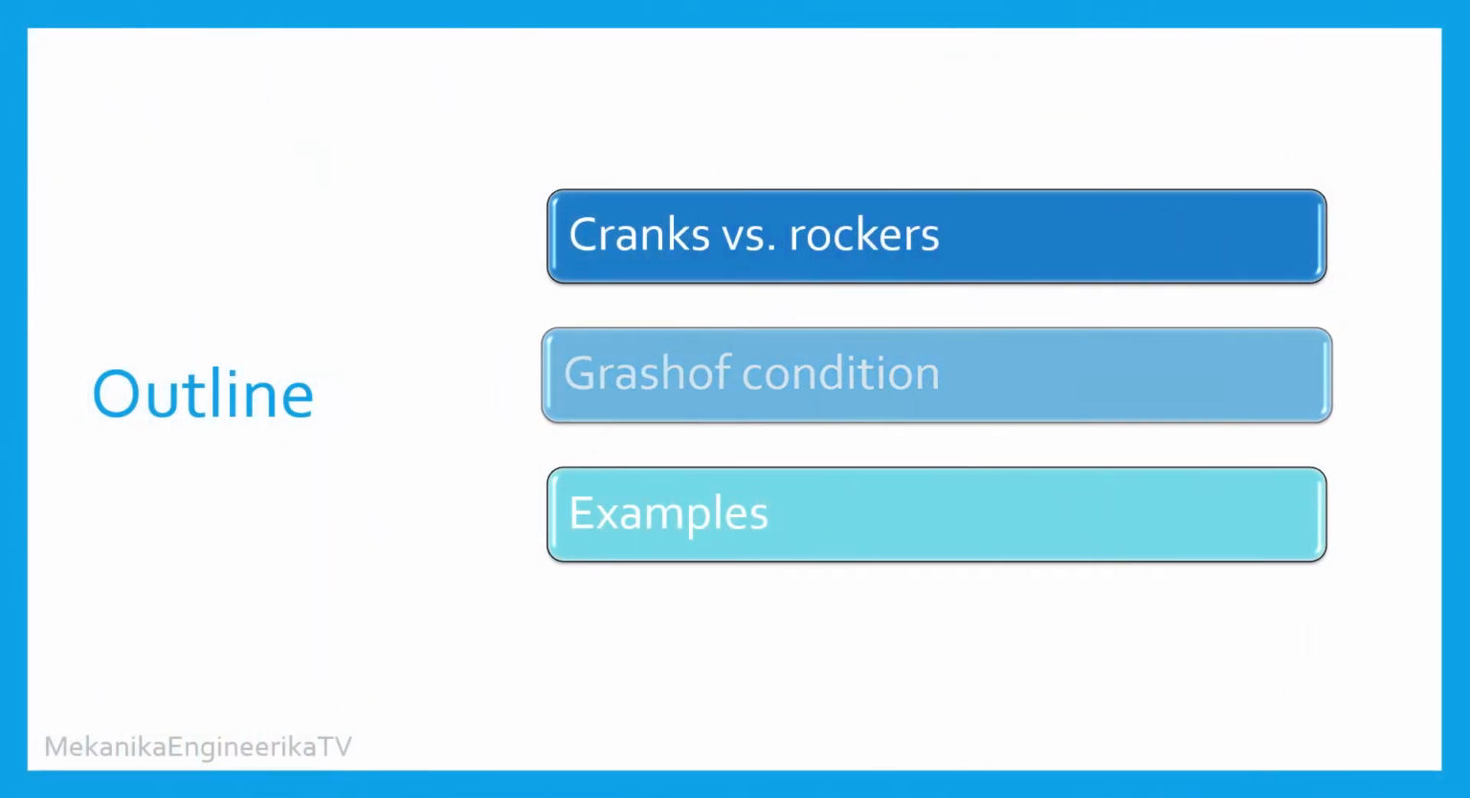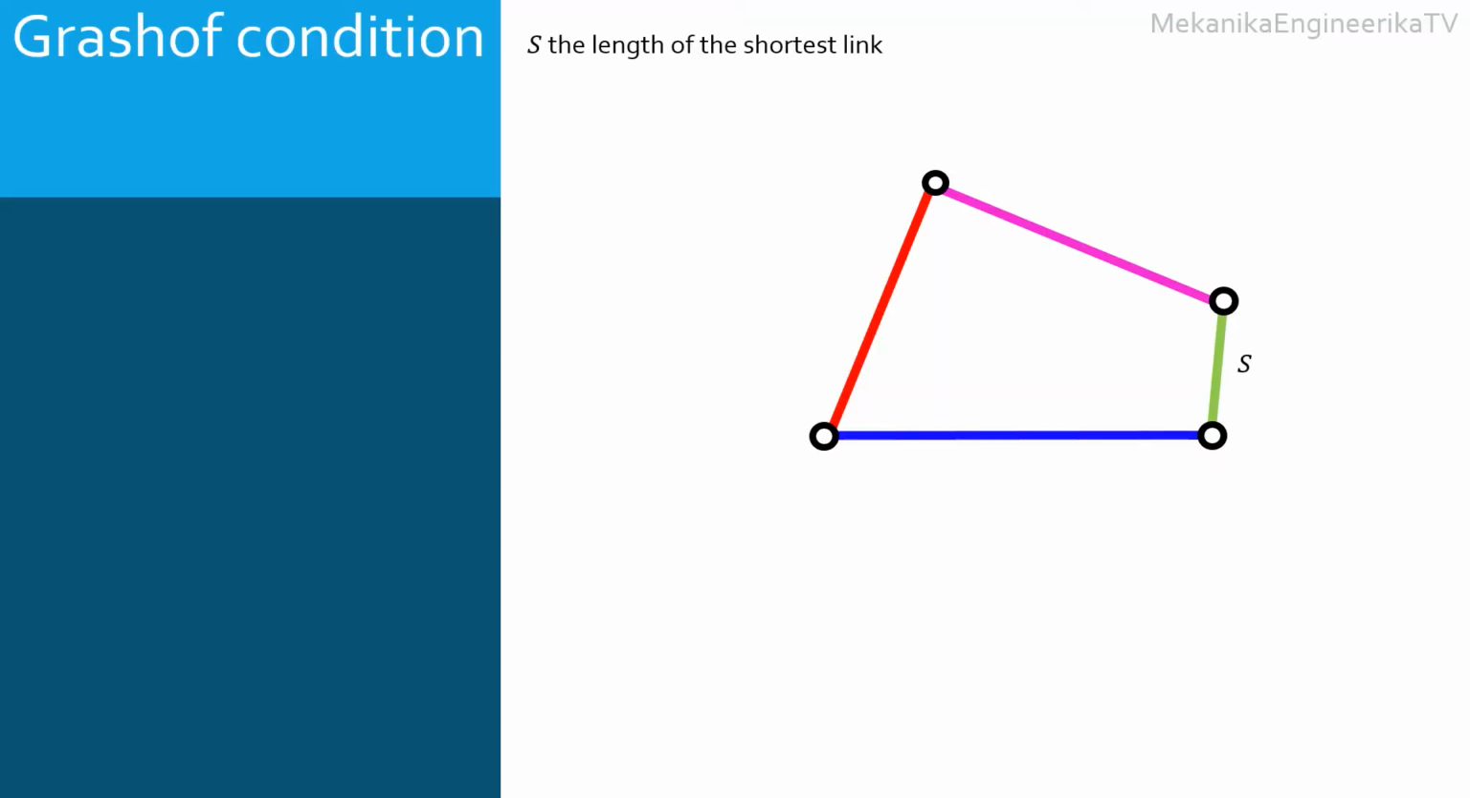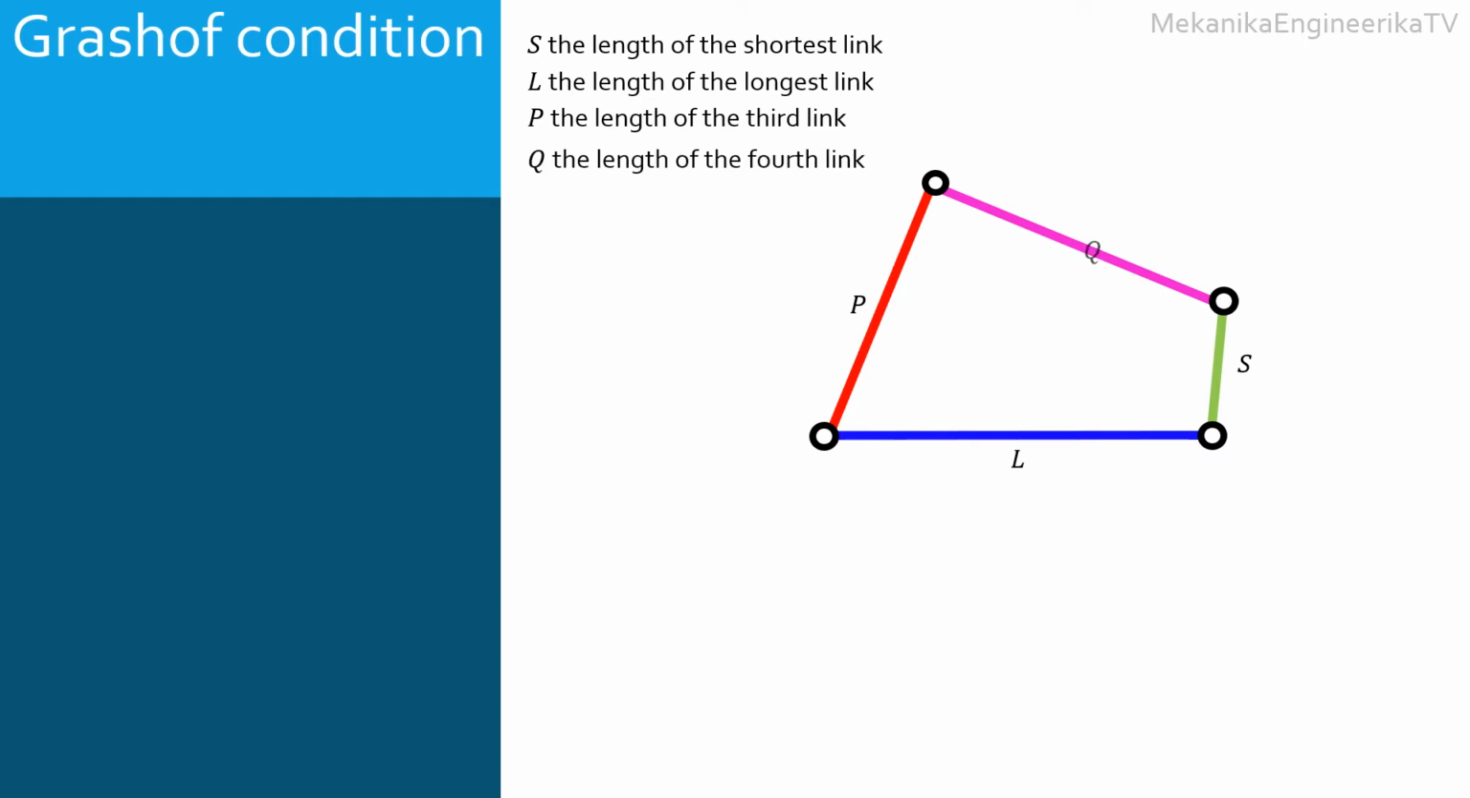Let's move now to the second part and see what Grashof law, or Grashof condition, tells. Let first S be the length of the shortest bar. Let L be the length of the longest bar. Let P be the length of the third bar, any bar of the two remaining bars. Let Q be the length of the last or fourth bar.